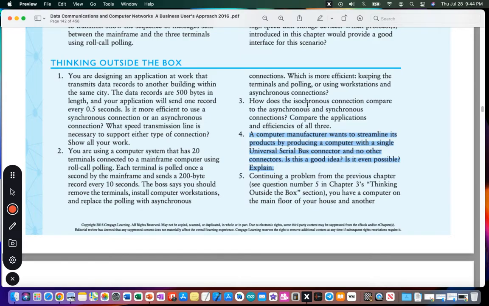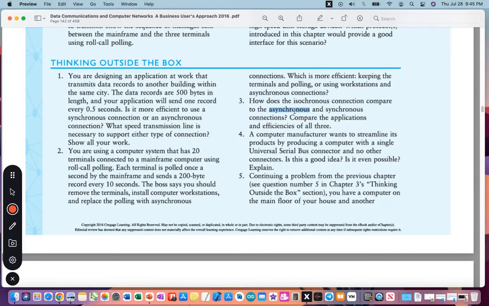How does the asynchronous connection compare to isochronous and synchronous connections? Compare the application and efficiency of all three. So the isochronous is like when it starts, it doesn't stop. Otherwise, if you transfer data too fast, they will get lost. If you transfer data too slow, it will flicker, and there is no error connection or detection. This is the isochronous. The asynchronous is for a unit of byte, one by one.